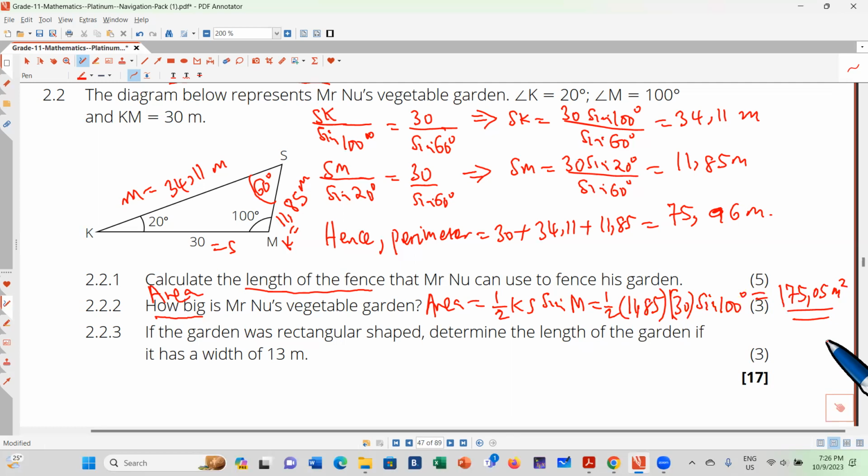Next question. If you look at 2.3: if the garden was rectangular shaped, determine the length of the garden if it has a width of 13. So we just need to find the length if the width is 13. So let's do this one here.